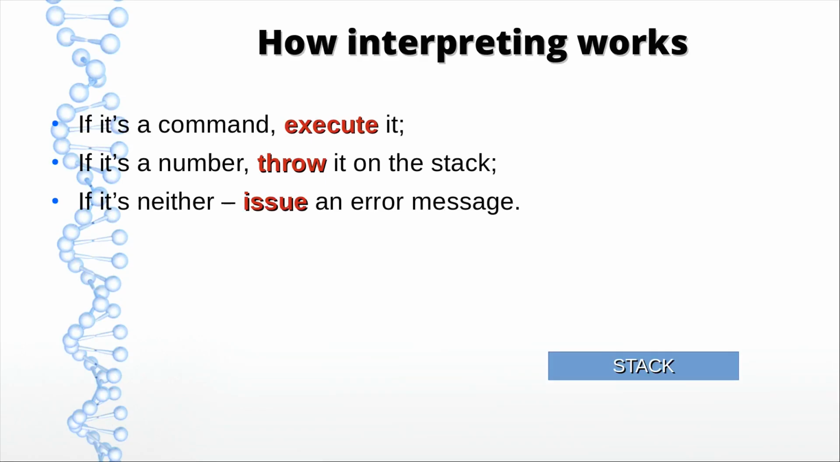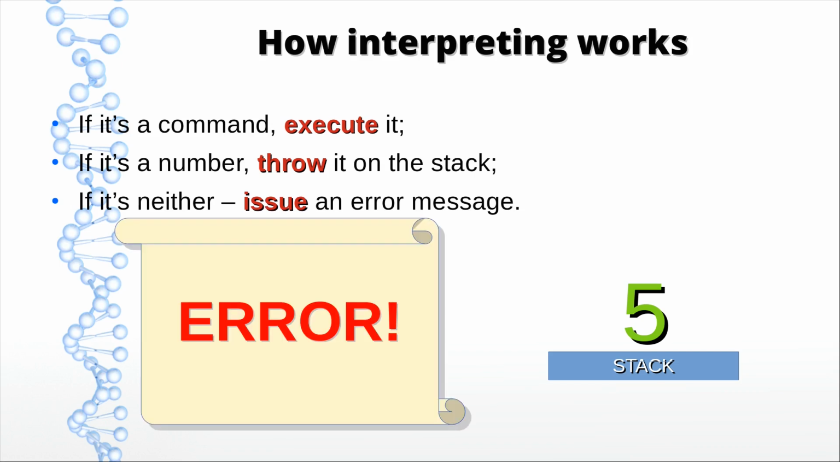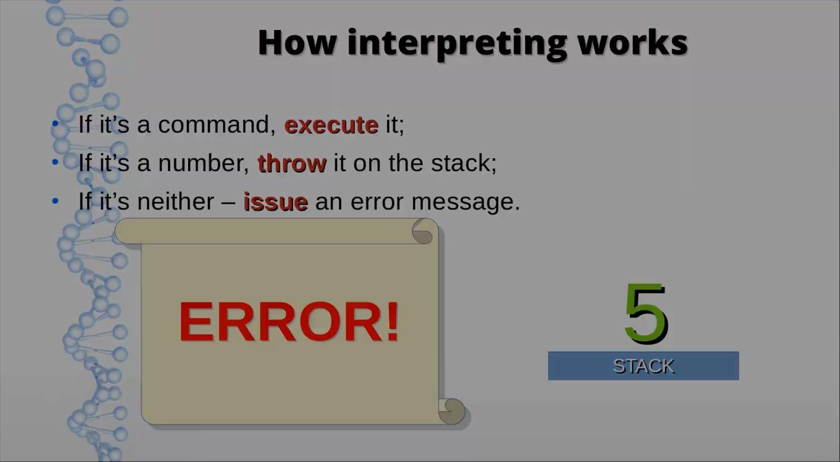But Forth's interpreter does a bit more. It works by honoring these three simple rules. 1. If it's a word, we execute it. We've seen how that works. But if it's not a word, if it's a number, we throw that number on the stack. And finally, if it's neither, we issue an error message. Now, remember that second rule, the one about the numbers. It's gonna prove to be very important.